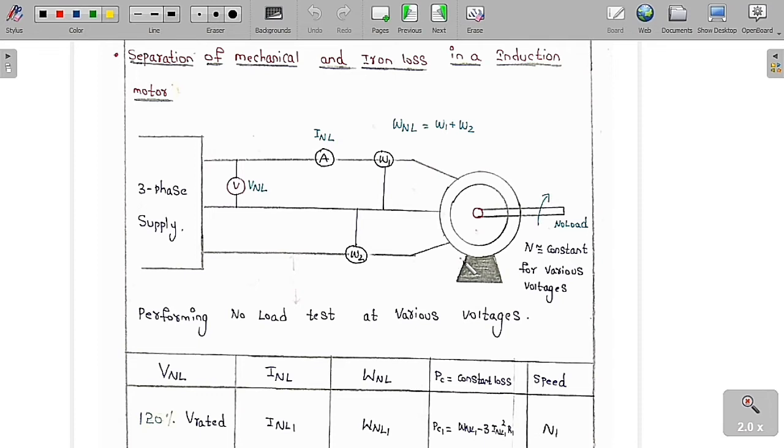These things I have already told in the no load test itself. So now we will go through this further. Even if you increase or decrease the voltage to a certain range, the speed is nearly constant for various voltages. So performing the no load test at various voltages, now we are going to see what happens.